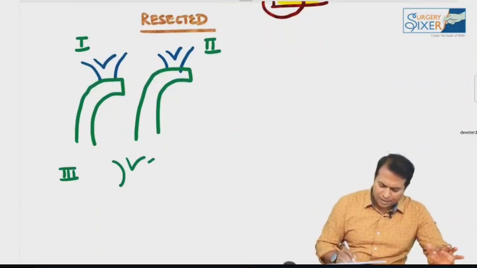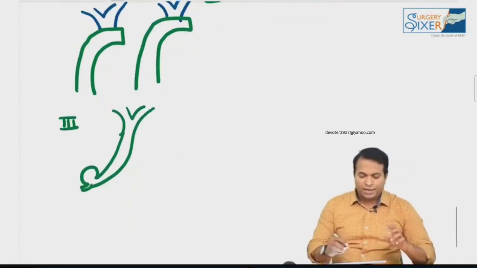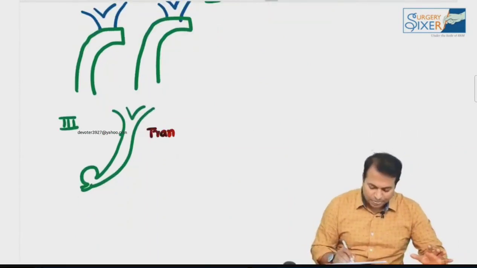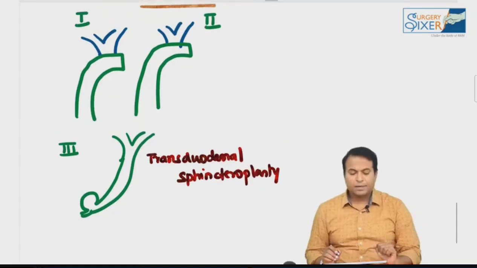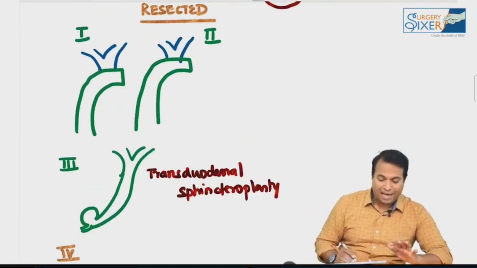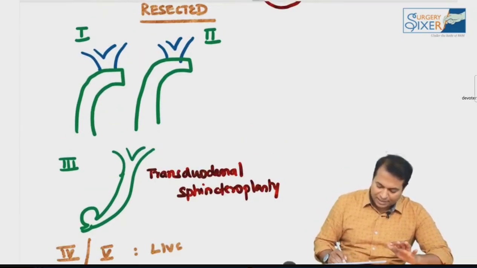Type 3 is a diverticulum near the ampulla. Very rare type, but the treatment is transduodenal sphincteroplasty. You have to do a transduodenal sphincteroplasty for type 3. And 4 and 5, as I already told you, 4 will have multiple cysts. 4 and 5, both cases, the treatment is liver transplantation.